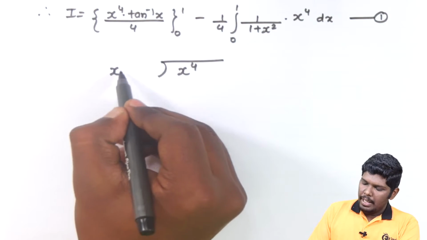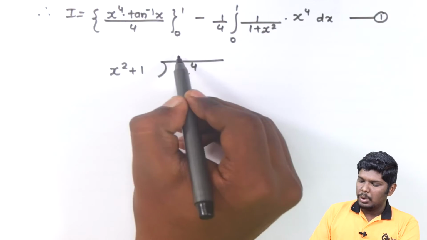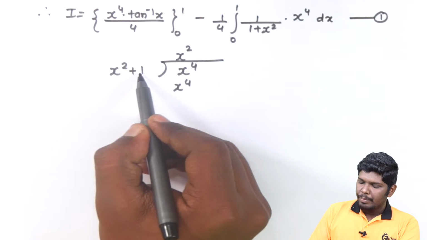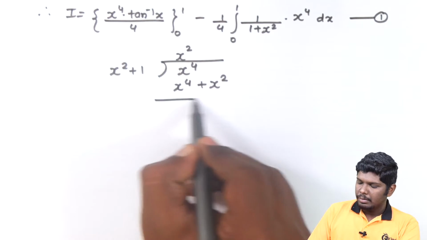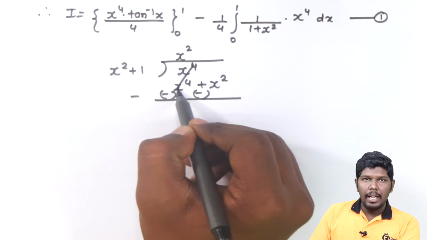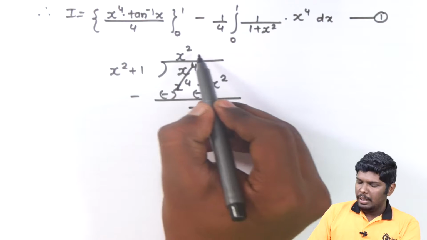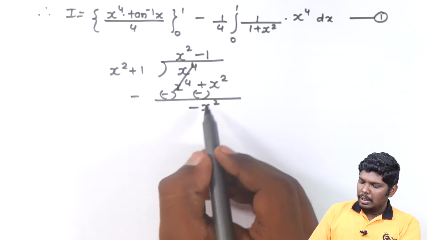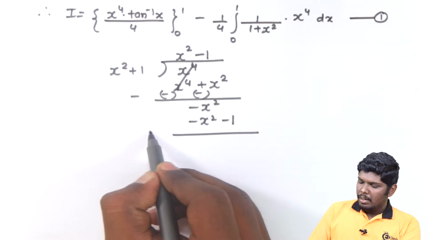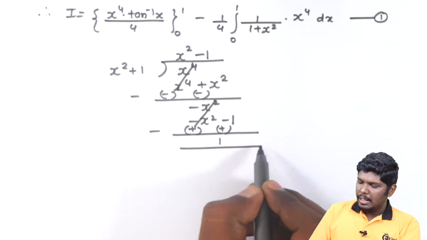x raised to 4 divided by x square plus 1. If I divide the first term by the first term, that is x raised to 4 upon x square, we have x square left. And multiply it again, x square into x square is x raised to 4, plus 1 into x square is plus x square. On further solving, changing the sign of the second equation, x raised to 4 will be cancelled and we have minus x square left. If we further divide minus x square upon x square, this will give you minus 1. So x square into minus 1 is minus x square and plus 1 into minus 1 is minus 1. This will give you plus x square and plus 1. x square will be cancelled and plus 1 is the remainder.